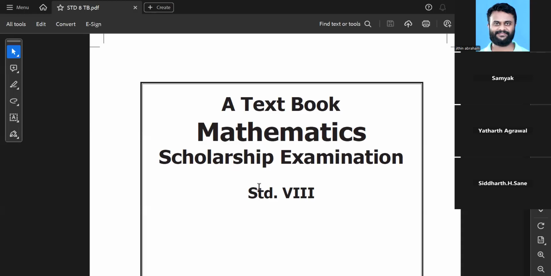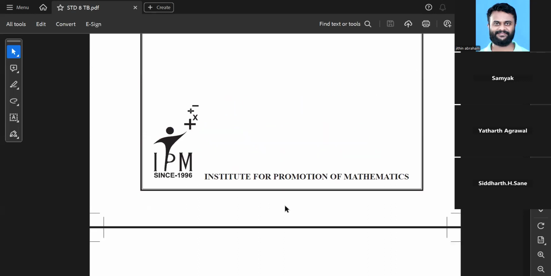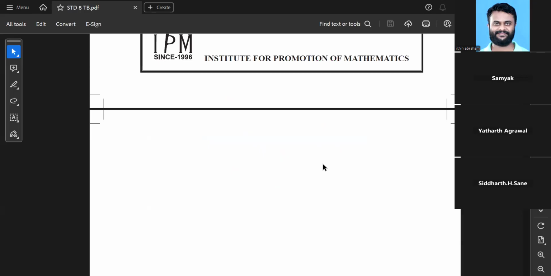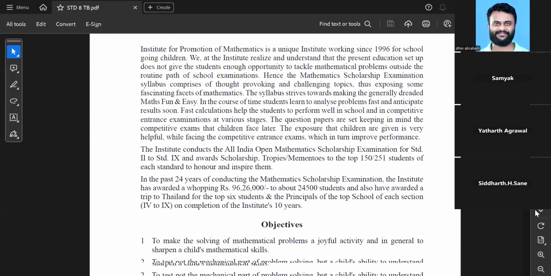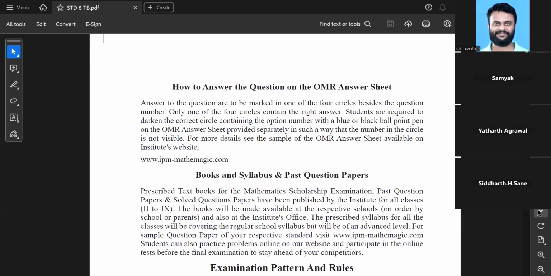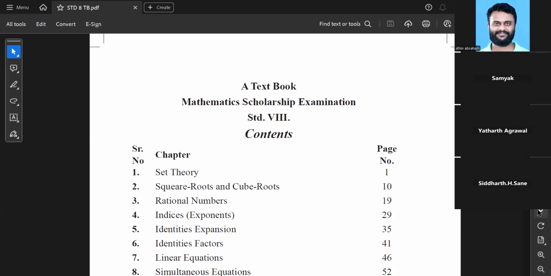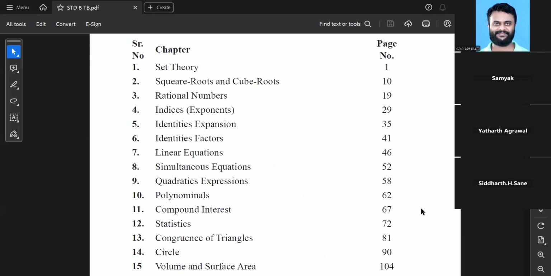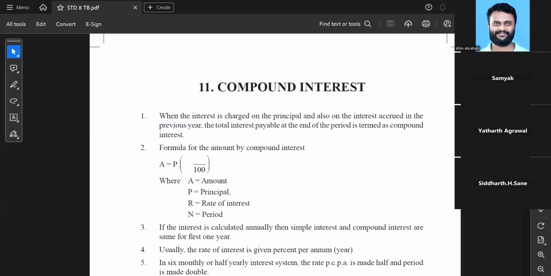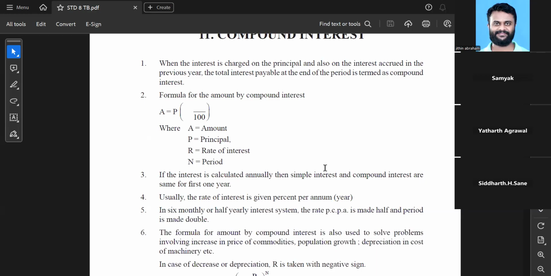Today, children, in the previous class, we learned about compound interest, right? So, yeah, we learned about compound interest where I taught you a very simple formula.